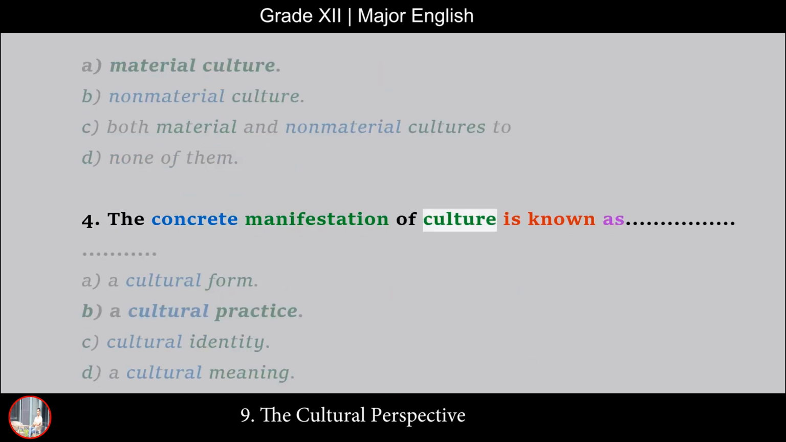4. The concrete manifestation of culture is known as A. A cultural form. B. A cultural practice. C. Cultural identity. D. A cultural meaning.